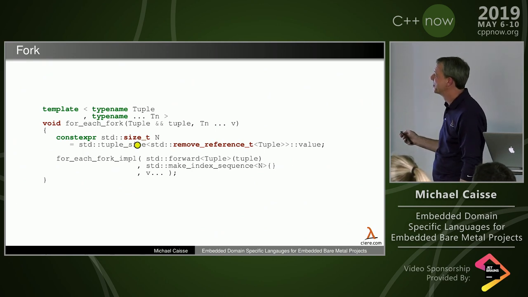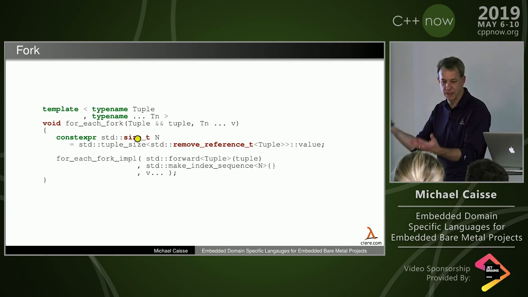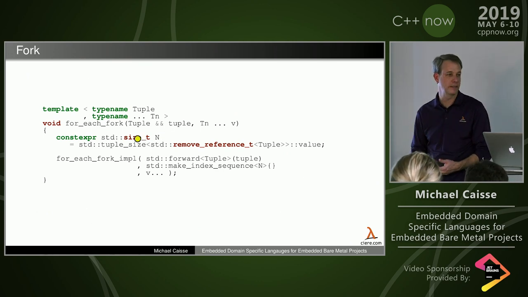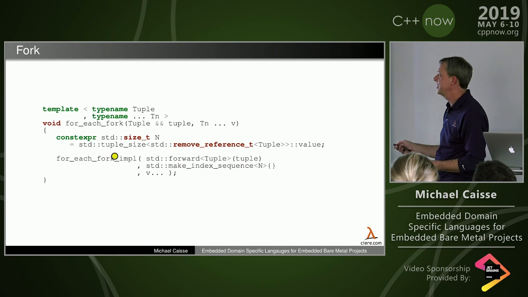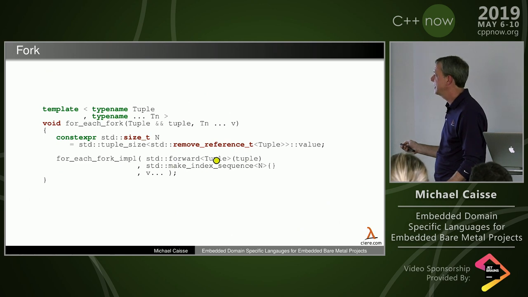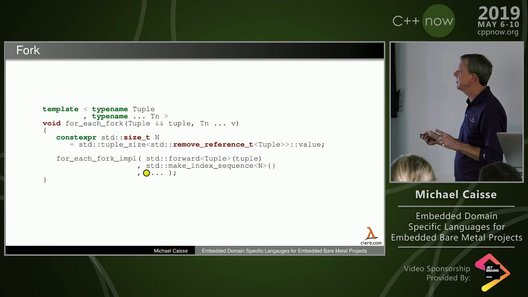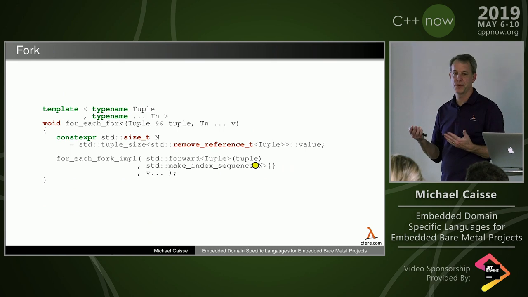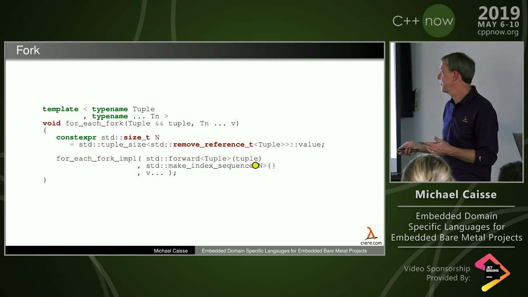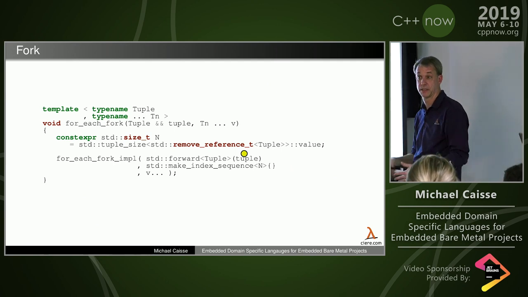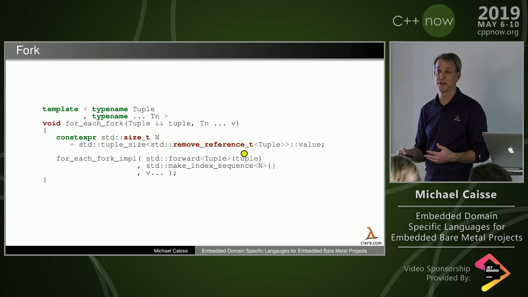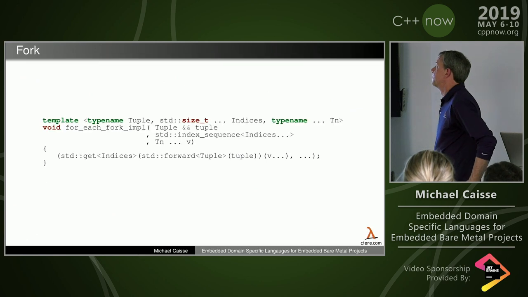Thank you, Marshall, for calculating the size of the tuple. So now I know how many elements are in the tuple, and that tuple represents the things that I'm calling. I'm going to call for each fork impl, passing it the tuple, this make index sequence, and then the arguments again. The point of make index sequence is that it creates a type such that, whatever the n is, I get the comma-separated arguments 0 to n minus 1. Those will be useful in a moment inside of my impl.